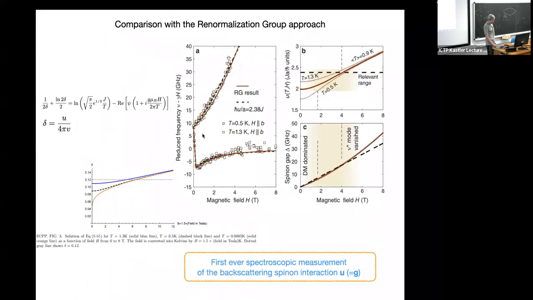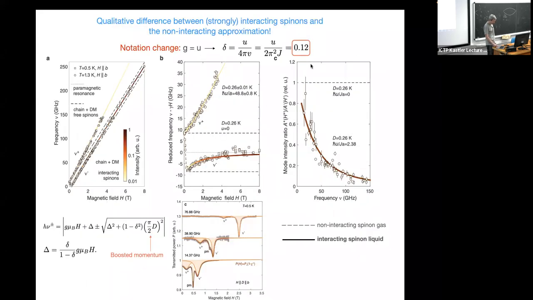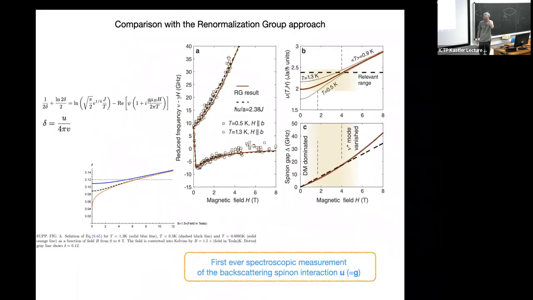Visible in ESR. Once this is done, we determine the interaction, which I renamed to U just so as not to be confused with the g factor, as experimentalists ask. This is the dimensionless backscattering interaction evaluated at the energy set by the magnetic field. In addition, experimentally, the intensity of the upper mode vanishes relative to the intensity of the lower mode. If we take the ratio, we get rid of all unknown factors. And here is this plot of the ratio of intensities, which is parameter free. You see this going through exactly what we predicted.